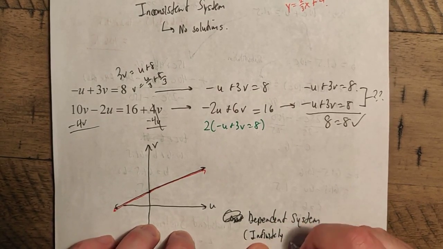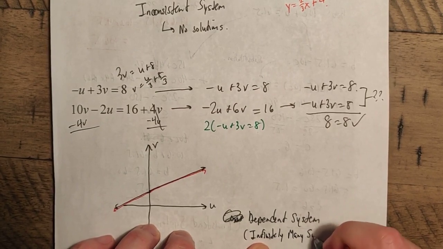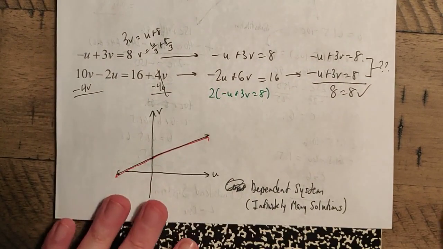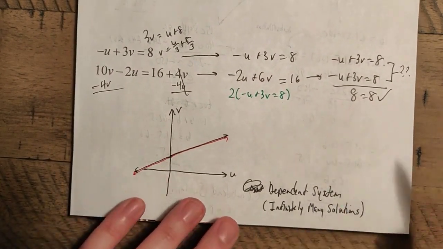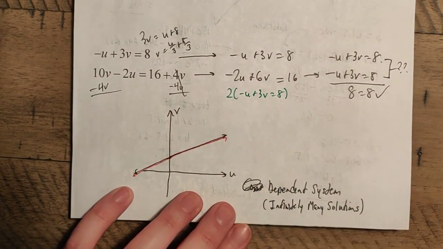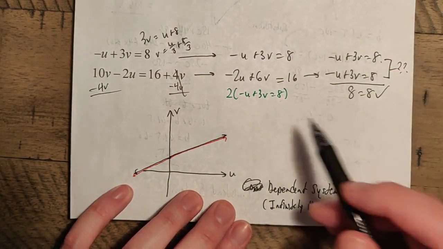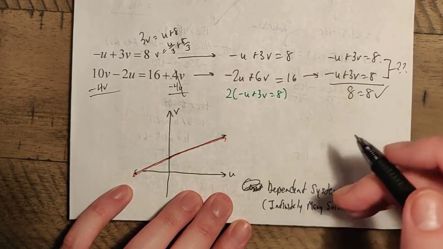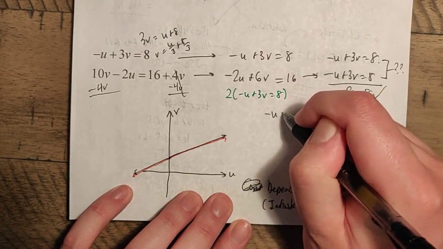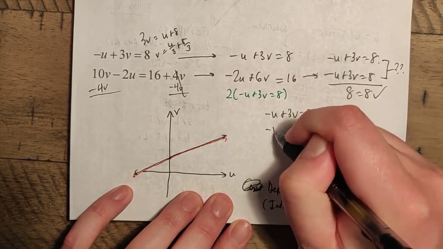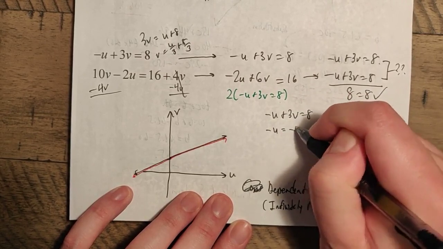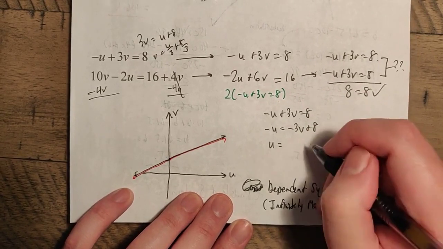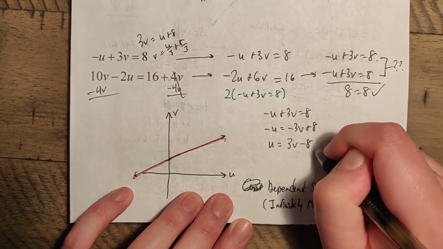But note that just because there are infinitely many solutions doesn't necessarily mean that we can just pick numbers willy-nilly here, right? We can take a look at this and try to actually express this. So I can rewrite this. Negative u plus 3v is equal to 8. So we get negative u is equal to negative 3v plus 8. So we divide everything by negative 1, we get u is equal to 3v minus 8.